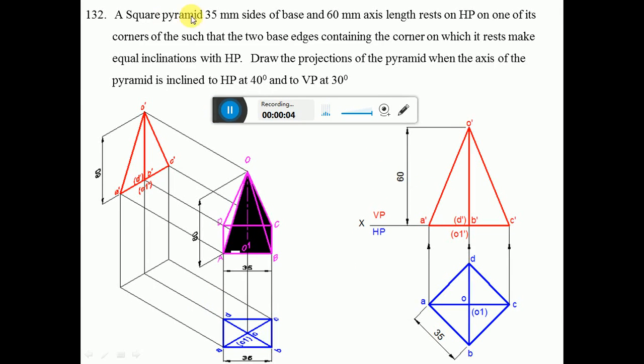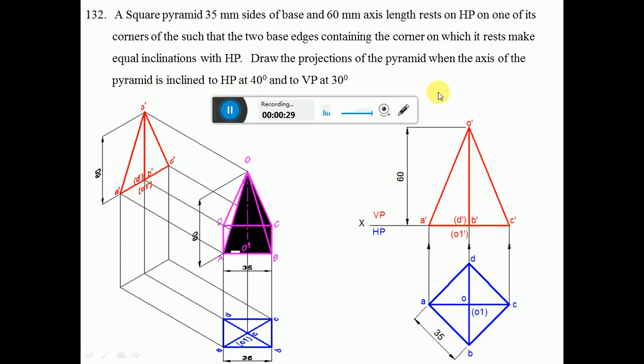A square pyramid of 35 mm sides of base and 60 mm axis length rests on HP on one of its corners of the base such that the two base edges containing the corner on which it rests make equal inclinations with HP. Draw the projections of the pyramid when the axis of the pyramid is inclined to HP at 40 degrees and to VP at 30 degrees. So this is the problem.